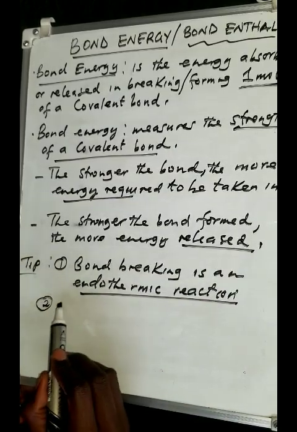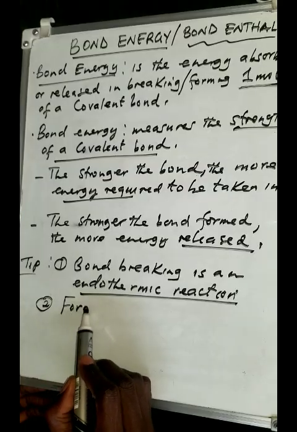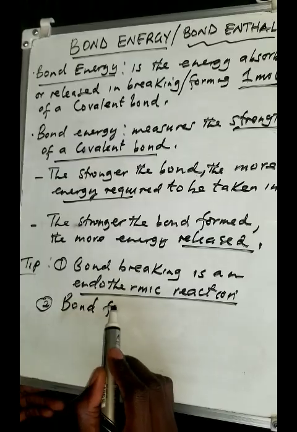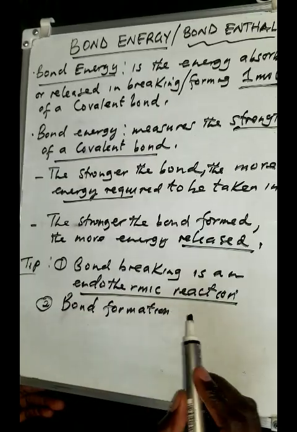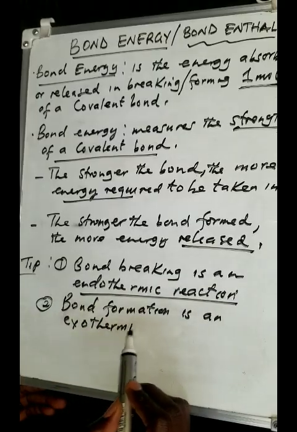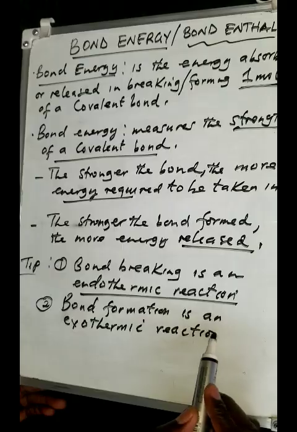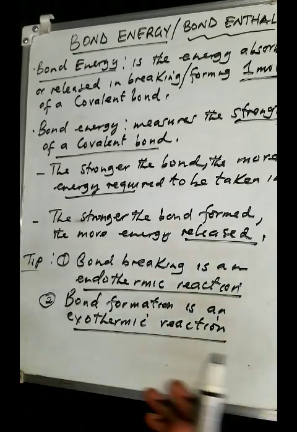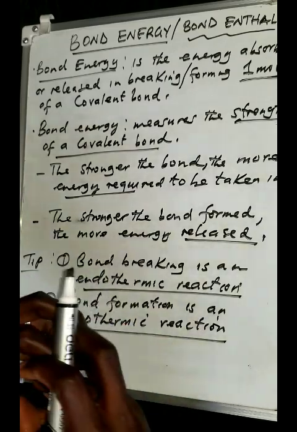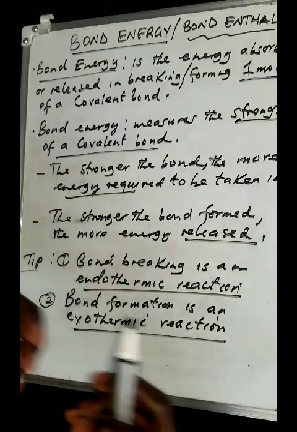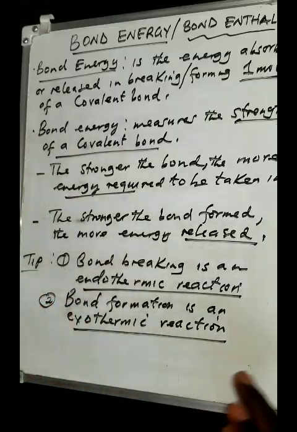On the other hand, bond formation, or bond forming, is an exothermic reaction. Whenever you are forming a bond, it simply means that energy has to be given out. When a bond wants to form, energy is going to be released when a chemical bond is being formed. So that is what you need to remember in that context.